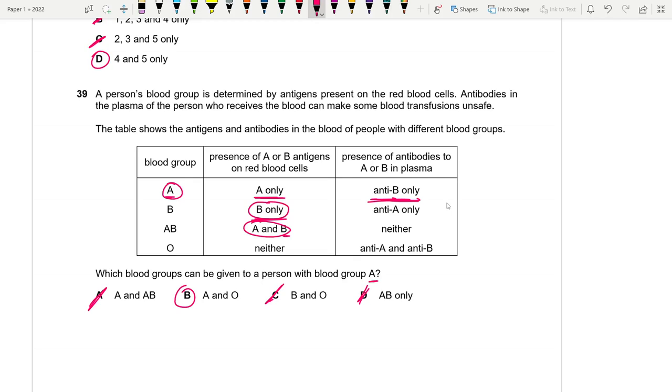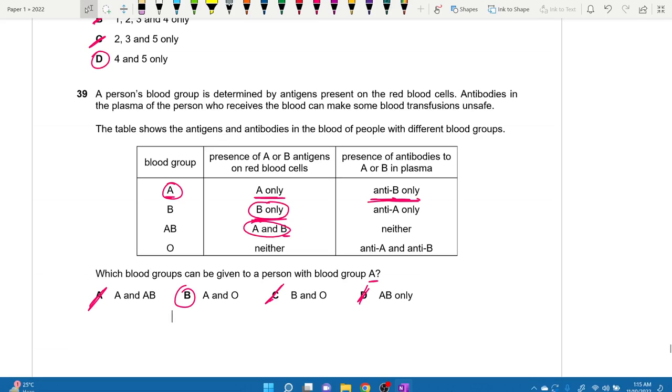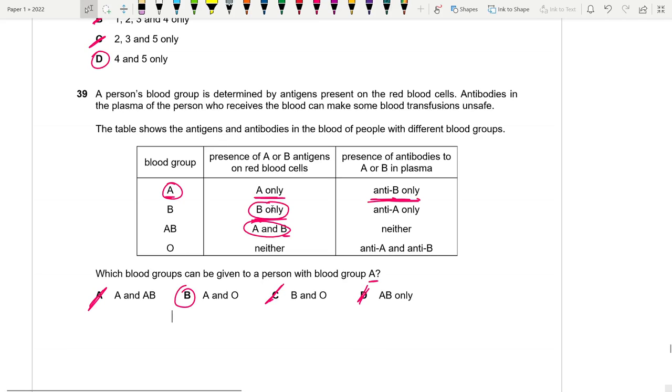Okay, that's the logic. But according to this graph, B cannot receive blood from A and AB because it has anti-A antibodies which may react with the antigens. And A can only receive from A and O. It can't receive AB and B because it has anti-B antibodies which would react with the B antigens that it would receive from the donor.